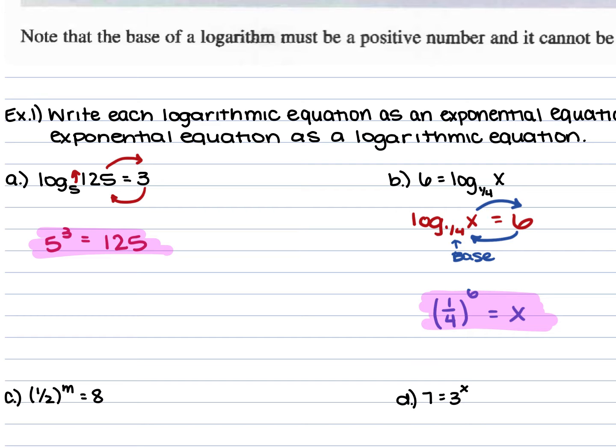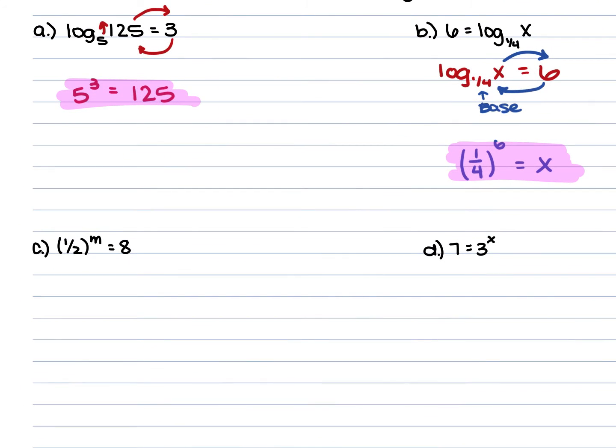The next problem that we're going to be working with is example C. We have 1/2 to the power of m is equal to 8. So we're writing this in log function. You want to start by writing the word log. Your base is that 1/2, so that's going to become your subscript number. Your 8 and that m are going to switch places, so that way it's log 1/2 of 8 is equal to m. The whole idea with these, when you're putting them in log form, you want to read them as 1/2 to what power is equal to that 8. So if it's 1/2 to the power of m is equal to 8, you're going to have log 1/2 of 8 is equal to m.